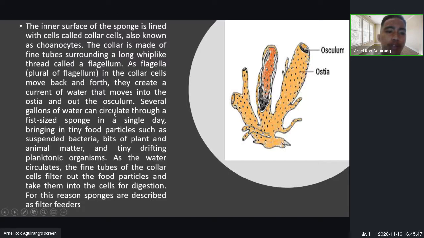Several gallons of water can circulate through a fish-sized sponge in a single day, bringing in tiny food particles such as suspended bacteria, bits of plant and animal matter, and tiny drifting planktonic organisms. As the water circulates, the fine tubes of the collar cells filter out the food particles and take them into the cell for digestion. For this reason, sponges are described as filter feeders. So, we already know the characteristics of filter feeders, right?